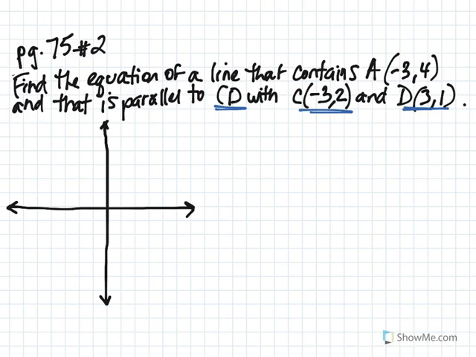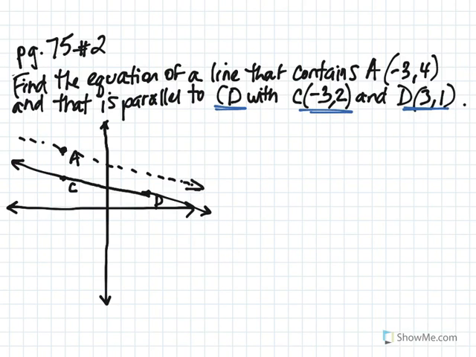Okay, so C is here. D is here. We're looking for the equation of a line that contains A, which is right here, that is parallel to CD. So the equation of A is going to look something like this. That looks really horrible, I'm sorry.